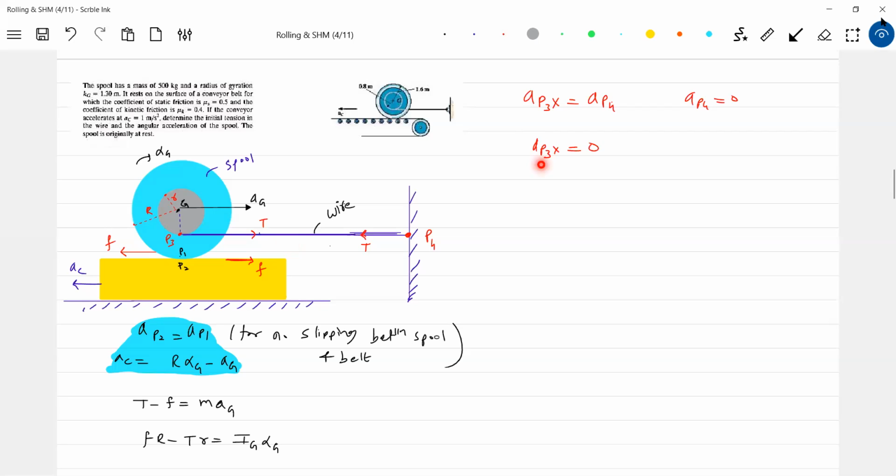So AP3x, what is AP3x? We can write it as AG minus R alpha G. Solve it. If you get negative, change the direction. And we assume no slipping, now calculate friction. Friction should be less than the limiting friction. What is the limiting friction? Mu S N. What is the normal reaction? So 500 kg as given.